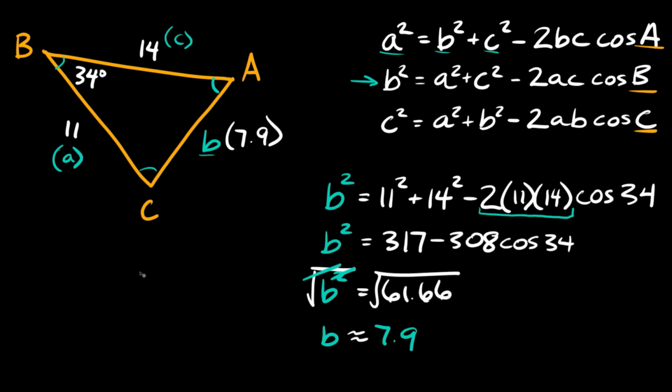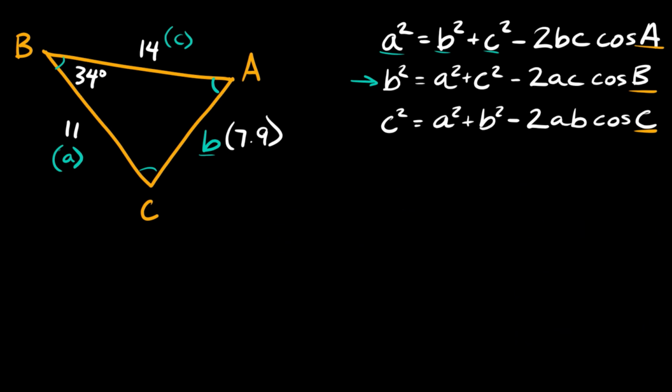So we have all three sides, and we have this one angle. The last two things we need to solve for are angle A and angle C. Again, it's up to you whichever one you want to solve for first. In this case, let's just solve for angle A. So which of our three equations uses angle A? Well, it looks like it's this first one up here, so this is the formula that we're going to use.